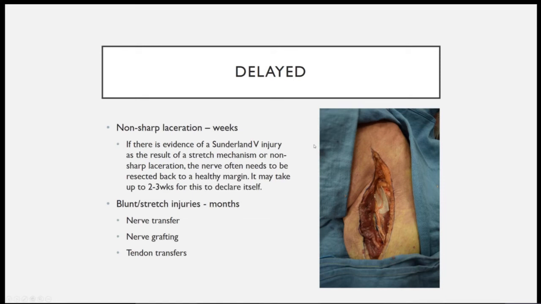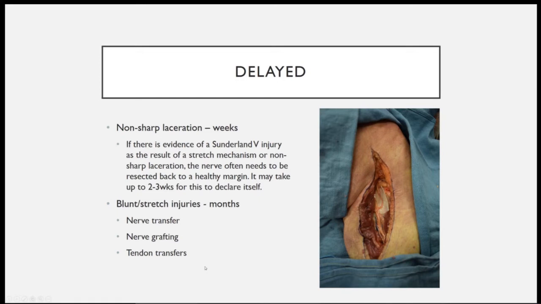What should be done delayed? A tearing injury of the nerve should be done in a delayed fashion. And again, this is a Sunderland 5 injury, but the ends of the nerve have not been sharply cut. They're ratty. The fascicles will not look normal intraoperatively, and you will have to cut back that nerve until you have healthy fascicles before doing the definitive repair. So you should give it a few weeks before going in to do the definitive repair.